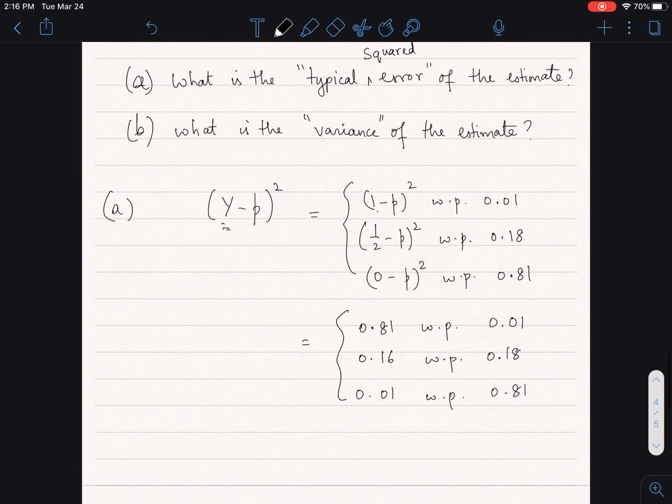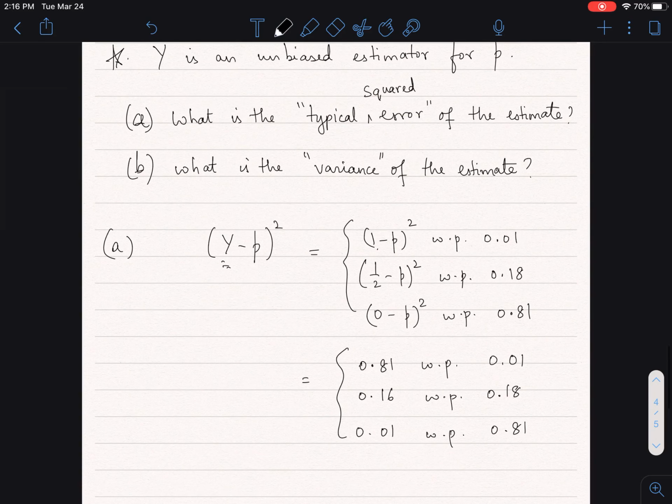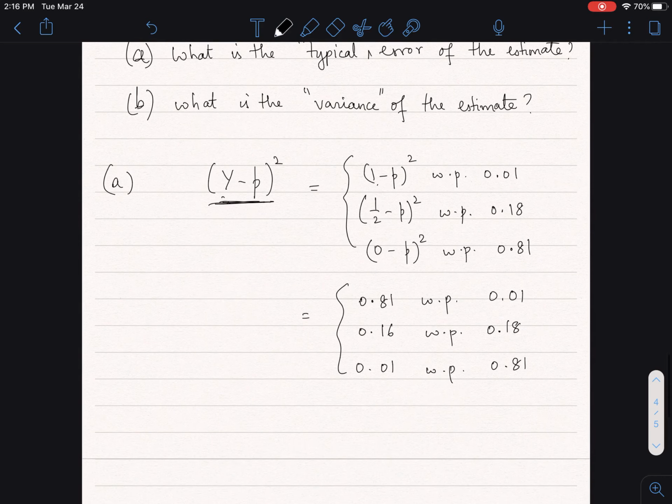Okay, so what I'm now asking is, what is the typical or the expected squared error of this estimate, right? So what is the expectation of this quantity? That's what I want to know. So it's the expected value of (Y minus p) whole squared. And note that you can now compute this, right? This is just another random variable, so it will be this times this, plus this times this, plus this times this. Let me not do that because it's just some calculation. Moreover, it's not terribly important.